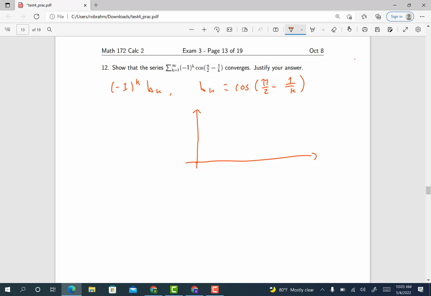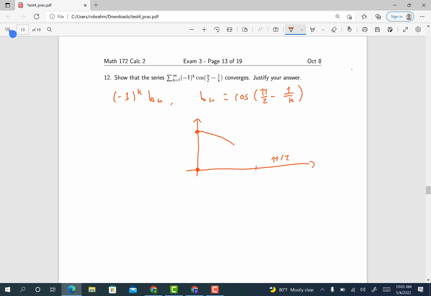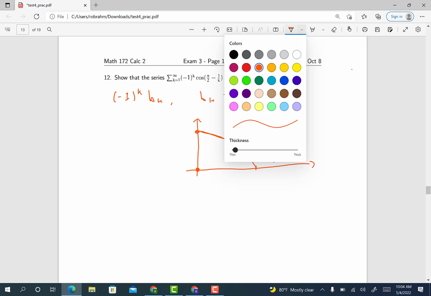So we know that cosine of 0 is 1, and cosine of pi over 2 is equal to 0, and that's the first 0 that it gets to. So this is the graph. This is more or less the graph of cosine from 0 to pi over 2. Now we're looking at cosine of pi over 2 minus 1 over k.